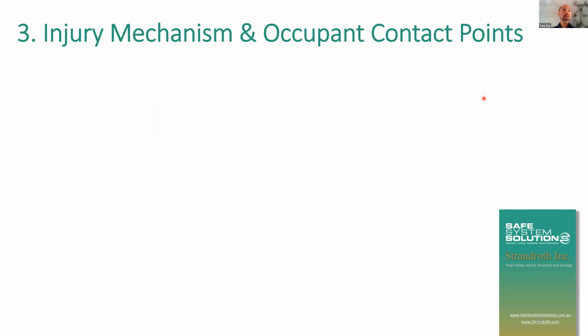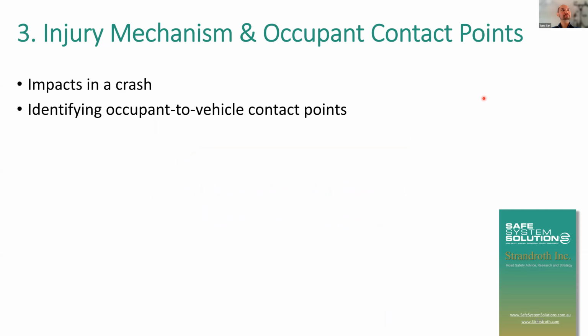So in a crash, there are, going to the injury mechanism, occupant contact point. I'm just one slide ahead of myself. So we're going to understand the number of impacts in a crash, identifying the occupant to vehicle contact points, and also interpreting the interior vehicle contact marks.